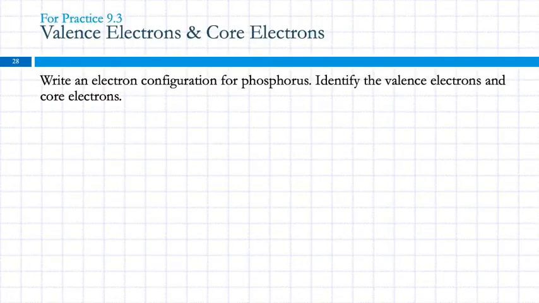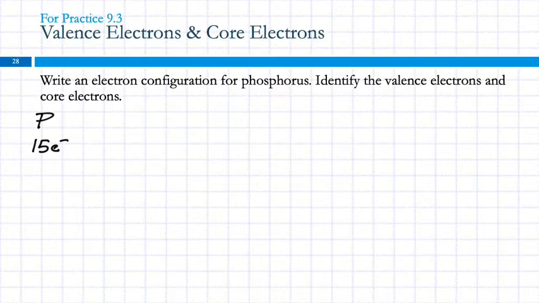Okay, so write an electron configuration for phosphorus, identify the valence electrons and the core electrons. So phosphorus, 15 electrons. You want to do an orbital diagram first, or you want to go straight to the electron configuration? Orbital diagram. So phosphorus, 15 electrons.